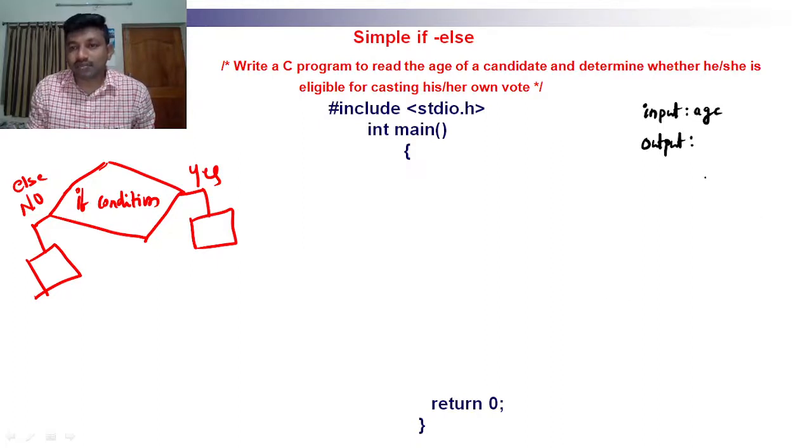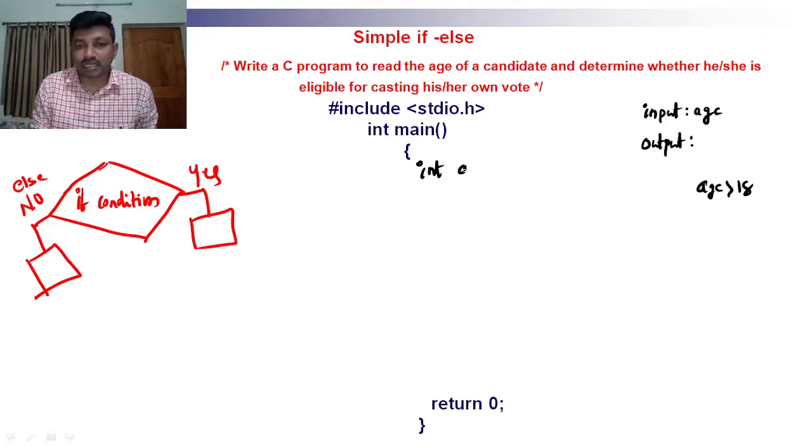When do we say a person is eligible to vote? If age is greater than 18, we say he is eligible to vote, otherwise we say he is not eligible to vote. So how do you write that program? I have taken the structure of the C program initially because this is common for every program. Let me declare int age, and let us scan this from the keyboard.